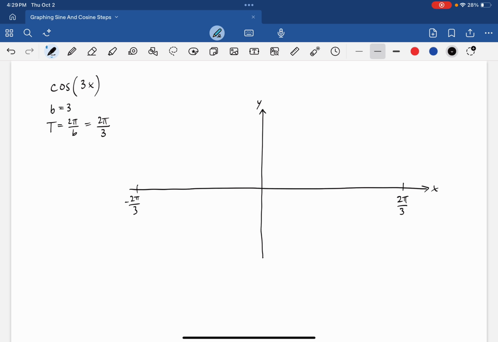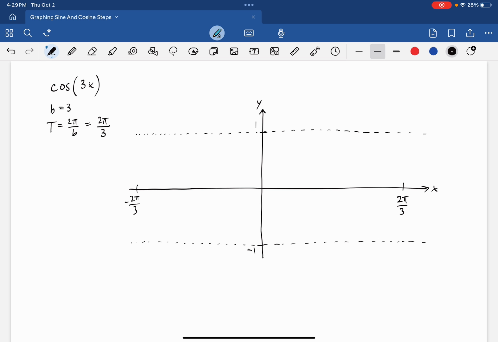Then I'm going to draw my maximum here and my minimum down here. And typically it's very helpful to draw a boundary line for the maximum and then a boundary line for the minimum. So the lines at 1 and negative 1.